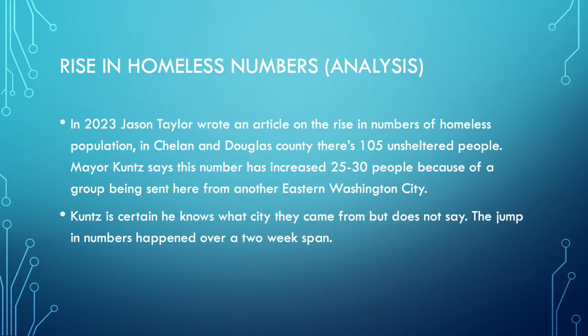The rise in homeless numbers. I read an article, and in 2023, Jason Taylor wrote an article on the rise in numbers of homeless populations. In Chelan and Douglas County, there's 105 unsheltered people, according to this article. Mayor Kuntz, who is the mayor of Wenatchee, says this number has increased from 25 to 30 people because of a group being sent here from another eastern Washington city.